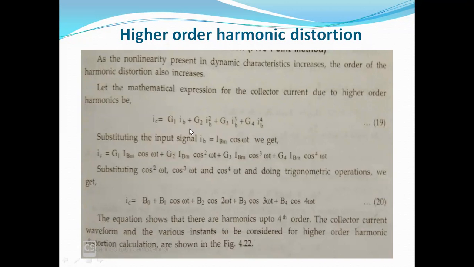Where IB is equal to IBM cos omega t. So substitute that value in this equation. Then IC is equal to G1 IBM cos omega t plus G2 IBM cos square omega t plus G3 IBM cos cube omega t plus G4 IBM cos power 4 omega t. If you simplify the equation, then IC is equal to B0 plus B1 cos omega t plus B2 cos 2 omega t plus B3 cos 3 omega t plus B4 cos 4 omega t. So this is the simplified equation.